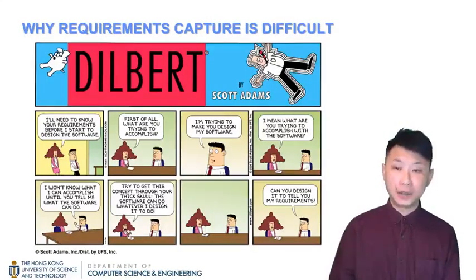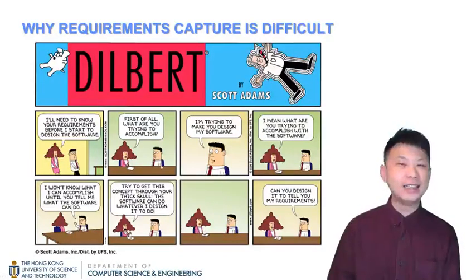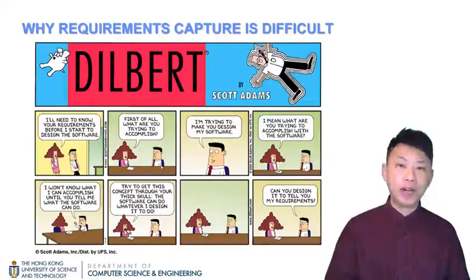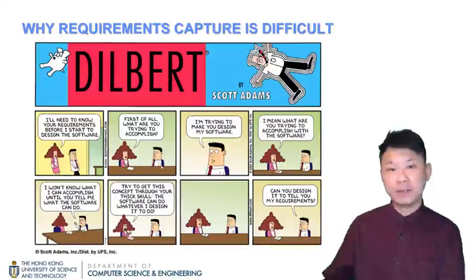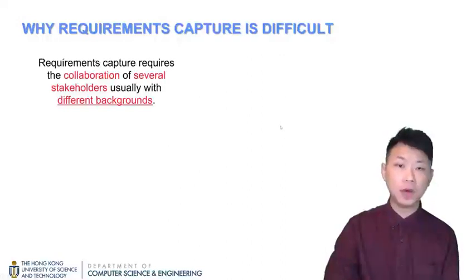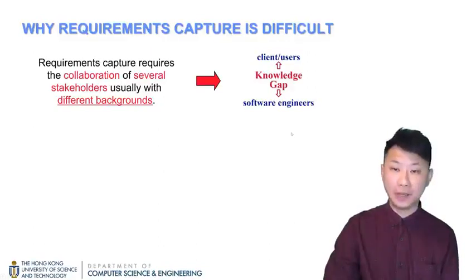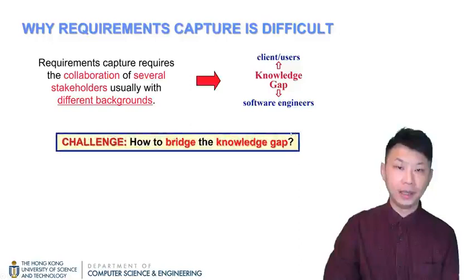And why is requirements capture so difficult? Just because, from this little story, you can see that sometimes even the client doesn't know exactly what they want. Okay, so as a software engineer, one important thing that you have to do is to convert the vague requirements from the client into something that's more precise and something that you can use for development. And notice that requirements capture requires the collaboration of several stakeholders, usually from different backgrounds. And just because you have so many stakeholders within your project, you have to fill out the knowledge gap between different stakeholders. And the challenge here is how to bridge the knowledge gap.